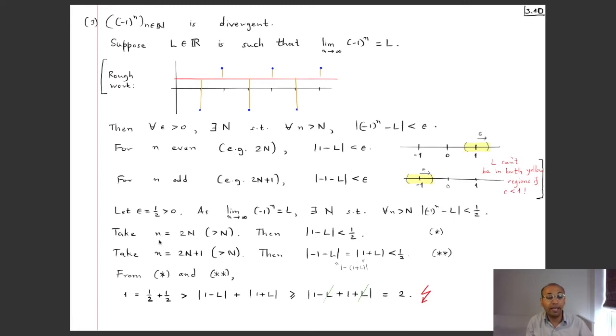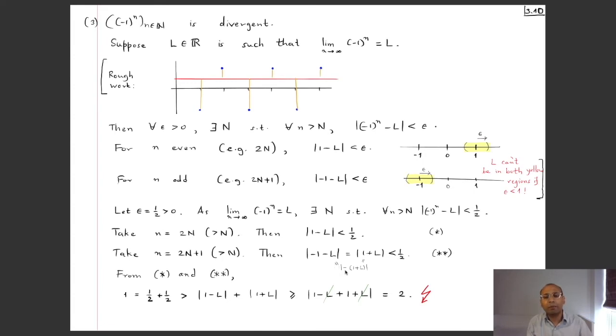And if I take the n's to be even, so for example 2 capital N, which is bigger than capital N, then this inequality becomes mod of 1 minus L is less than half. So let me label this inequality with a star. And if I take this little n, which is bigger than capital N but odd, so for example 2 times capital N plus 1, then this inequality, since this is now minus 1, becomes mod of minus 1 minus L is less than epsilon, which is half.